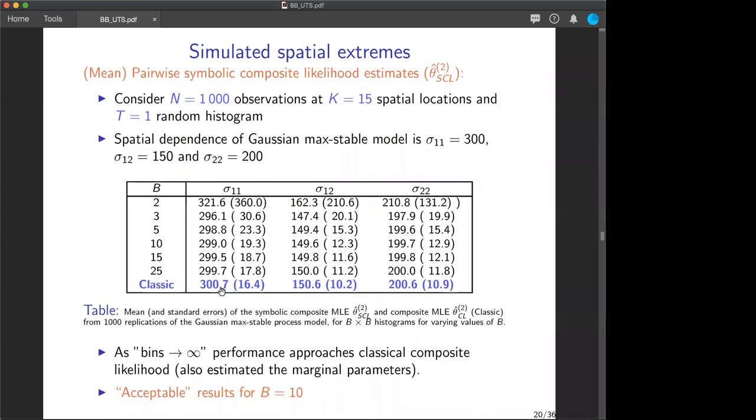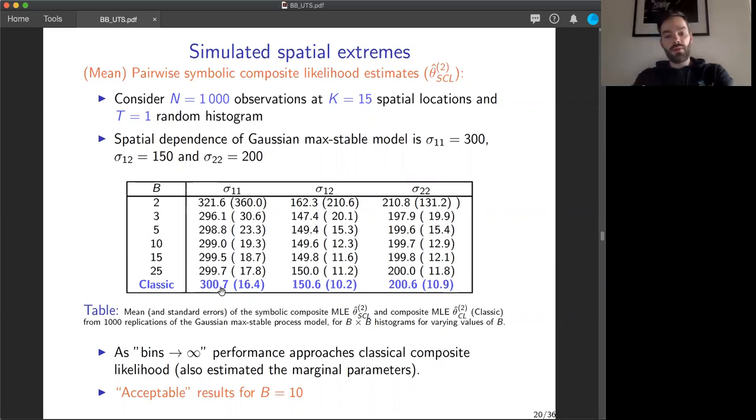But just a final question there. If you fix n, can you really let the number of bins go to infinity? Because you cannot have more bins than you have observations, I guess. Yes, you can. You'll just have many bins that will have zero counts in them.